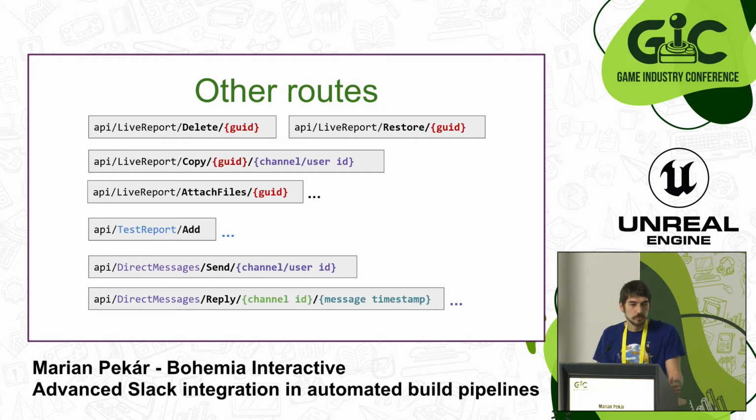We also get a lot of other routes. We can delete, restore, copy. We can attach files, and we also have other basic routes, for example, for sending custom messages, like just simple text, for direct message: send channel and user ID.